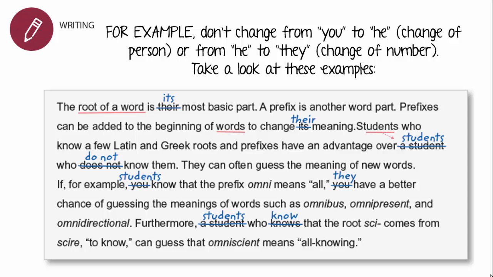In the last sentence it says, furthermore, a student who knows that the root C comes from sire, to know, can guess that omniscient means all-knowing. Now again, the writer is not talking about a singular student, it's talking about students in general. So he needs to change the word a student for students and then adapt the verb so that it matches the noun.